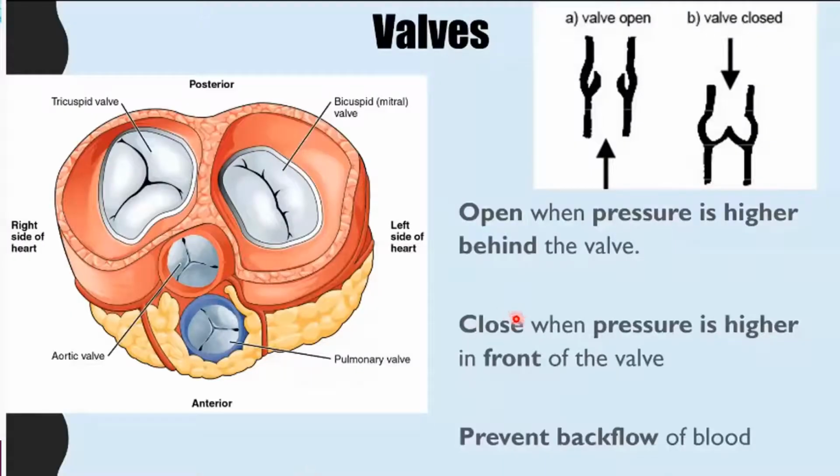So this is another diagram that you can just see to understand. Okay, the valves would open when the pressure is higher behind them, right? So if the pressure is high here, this would cause the valve to open, and if the pressure in front of them is higher, it would cause them to shut, right? So they would close. So again, just another view of how the valves look. So you can see the tricuspid valve, 3 flaps, the bicuspid valve, aortic valve, and the pulmonary valves.